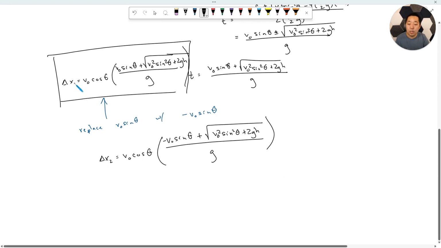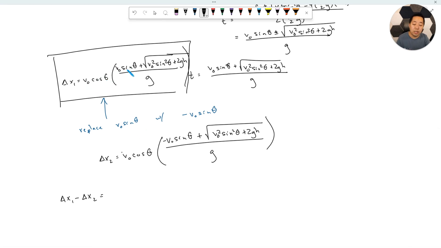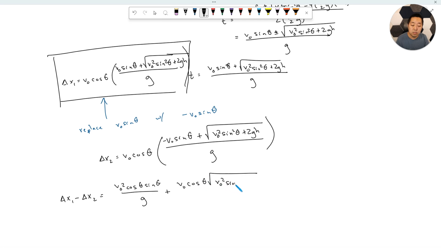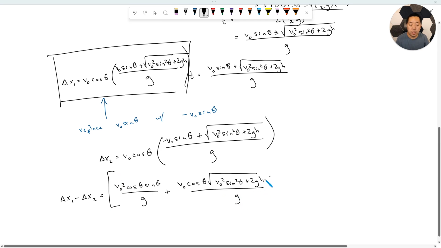And ultimately what we want to do is calculate the difference between them, right? So they're mostly going to be the same. Now, the easiest way to think about it is, let's distribute this v0 cosine theta. So that's going to be v0 squared cosine theta sine theta over g, and then plus this v0 cosine theta times this guy. So that's the delta x1. All I did was distribute the v0 cosine theta and split them apart. And then do the same thing here.